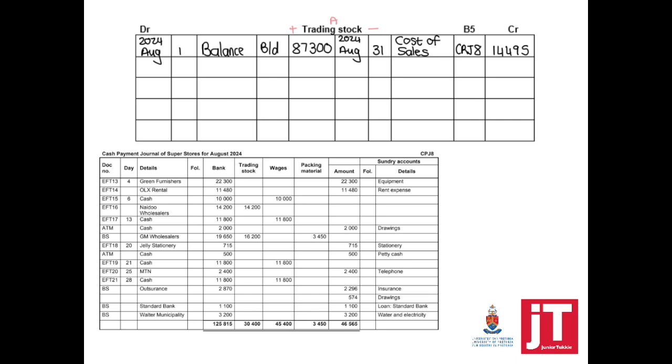From the cash payment journal, bank is always going to be credited. The rest is going to be debited. So we've got trading stock. And now secondly, think about it. What will happen to your trading stock if you purchase more? It will increase. Where's the plus? On the debit side. Just be careful now. You didn't sell goods, so you cannot write cost of sales. From the CPJ, my details is bank. And the total, 30,400.